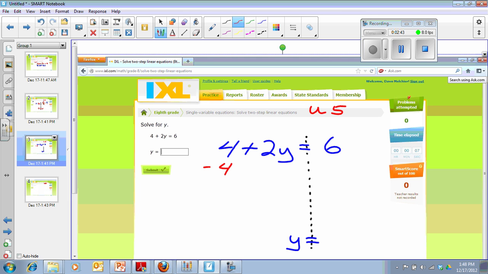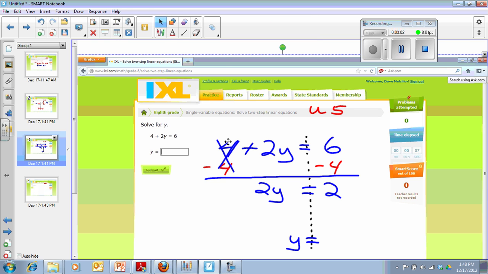The opposite of a positive 4 is a negative 4. I'm going to do that on both sides of my equation. I'm going to do my sum line. Positive 4, negative 4 go away. I do have a positive 2y and nothing, which is a positive 2y. Positive 6 and a negative 4 put together is a positive 2. Remember, my last step is to get y all by itself. It would be the opposite of multiplying by 2, which would be divide by 2. Let's do that on both sides. So what does y need to equal? It needs to equal 1.